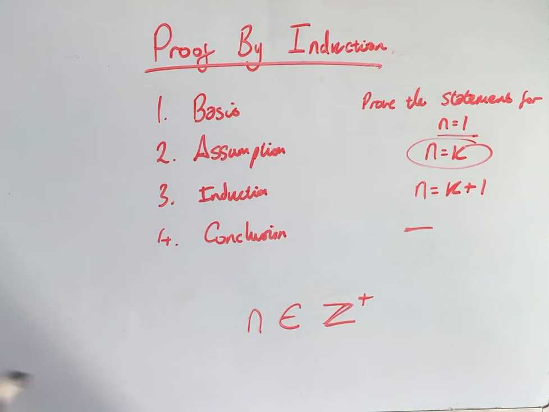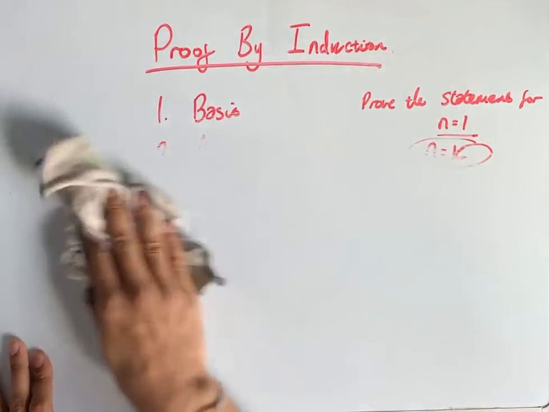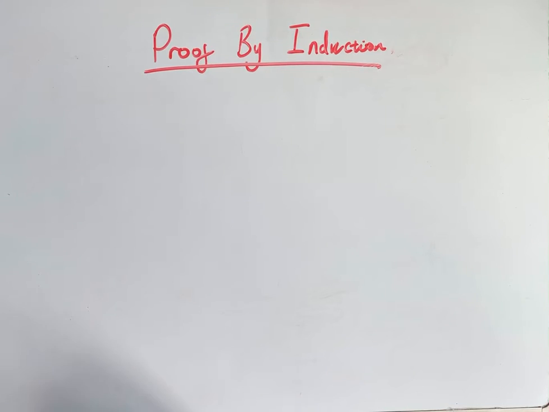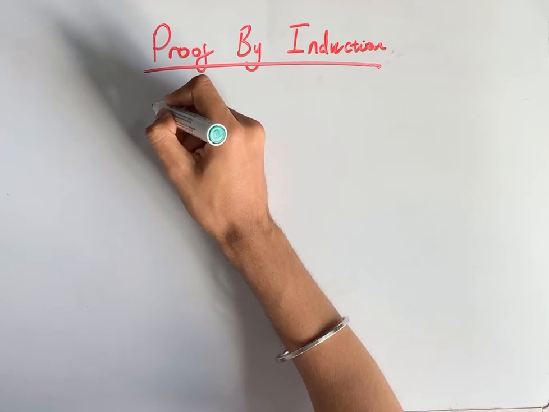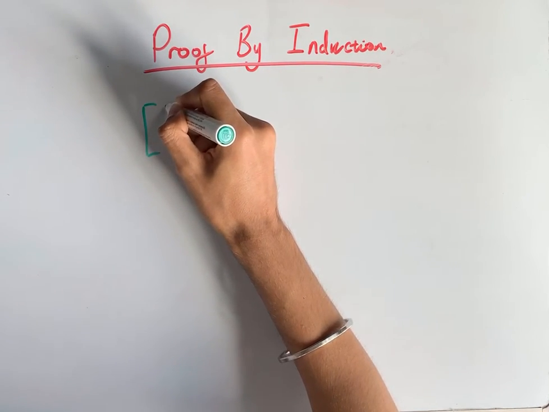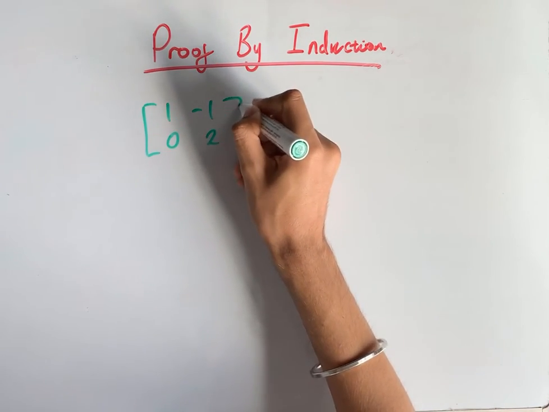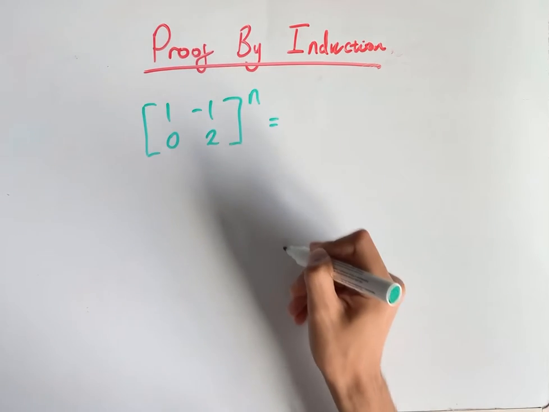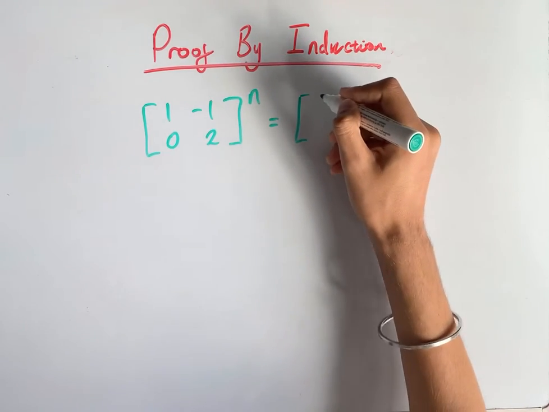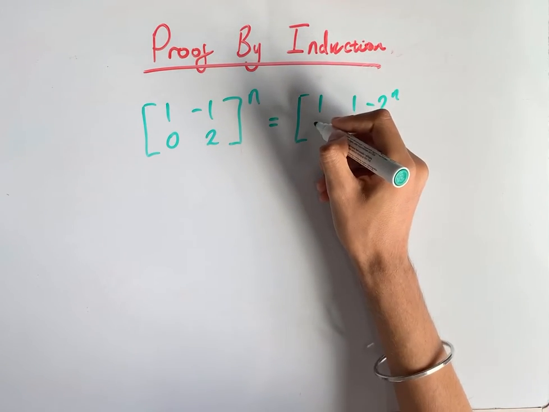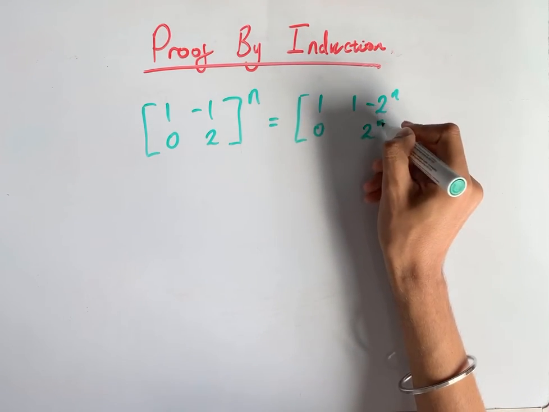So we're going to try a problem now. Let's say I want to prove by induction that for all positive integers n, the matrix 1, minus 1, 0, 2, all to the power of n equals 1, 1 minus 2 to the power of n, 0, and 2 to the n.